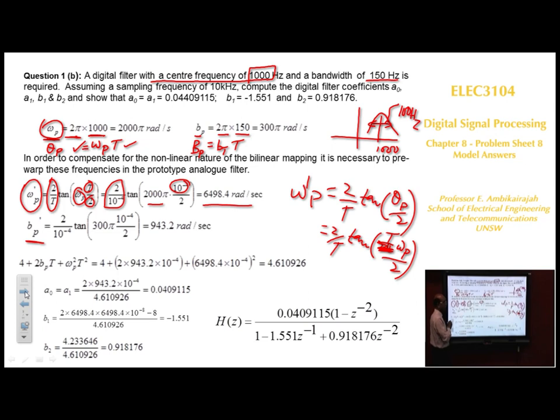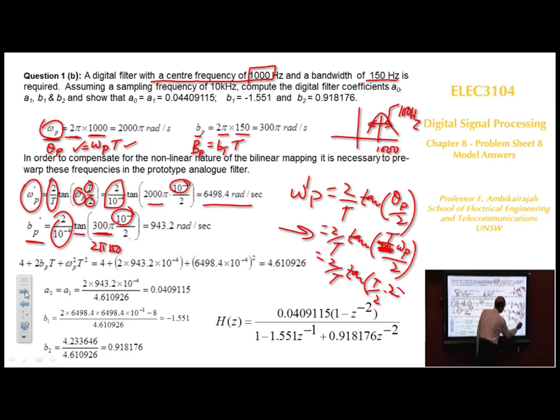Now for the bandwidth you have to do the same, so you go 2 over T times tan of T over 2 times 2 pi times 150, using this formula. So this is equal to 2 over T, tan T over 2 times 2 pi f, really. That's what we are substituting there, and you get 943 radians per second.